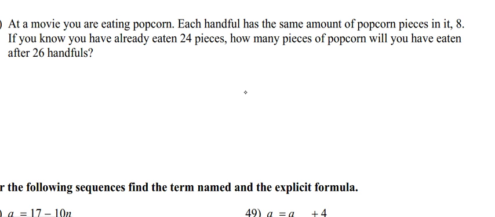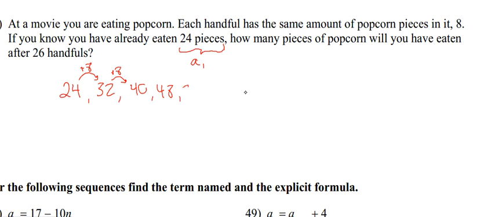Okay, so there's a couple ways you could look at this, but let's look at it as this is the starting point. We'll call this term 1. So 24, and then after that, we're going to eat 8 more pieces of popcorn, and then 8 more, 8 more, 8 more. You get the drill.